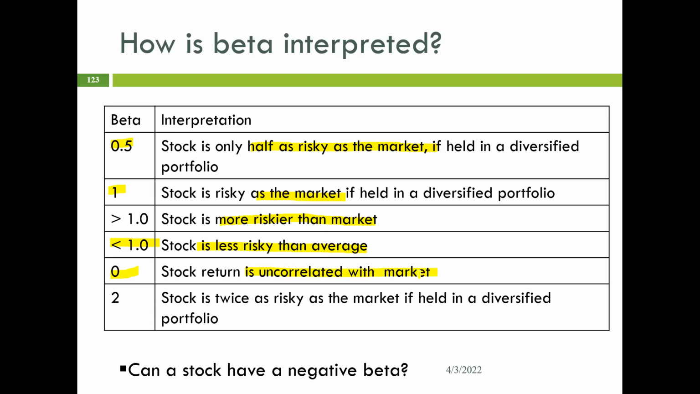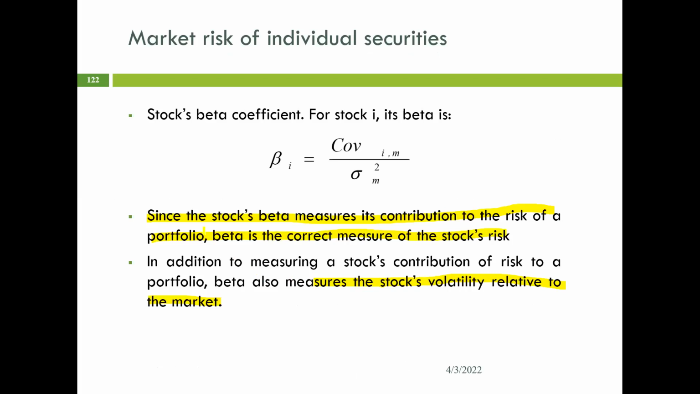So likewise, beta is a good measure. It measures a stock's contribution to the risk of a portfolio relative to the market portfolio. So this shows the volatility relative to the market. You see how the measure is? It is the covariance between stock i and the market portfolio, divided by the variance of the market.